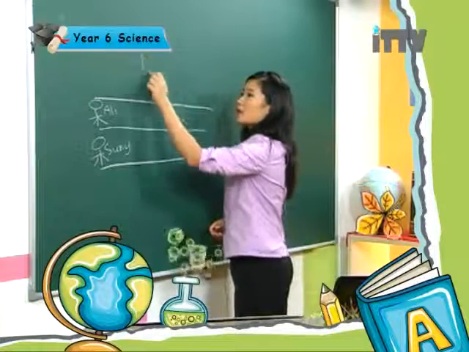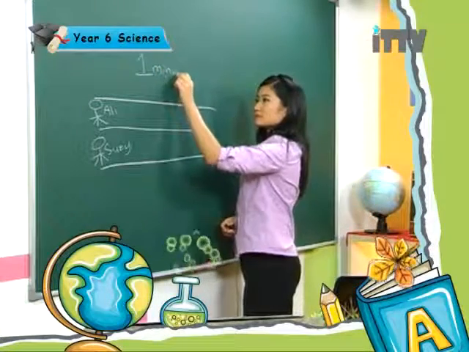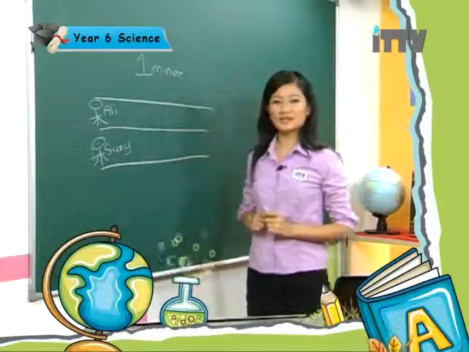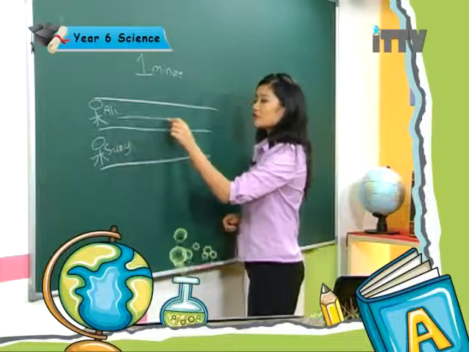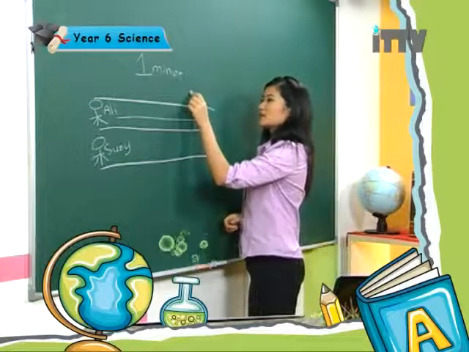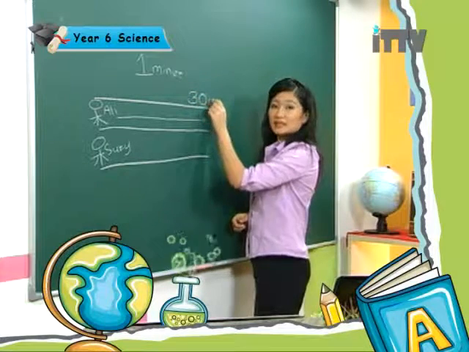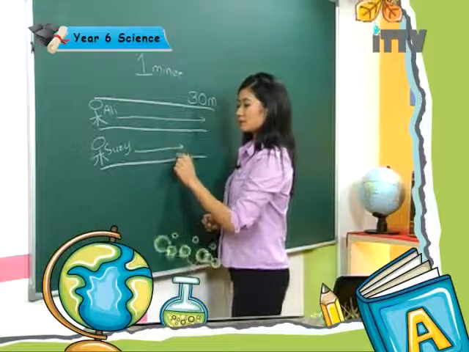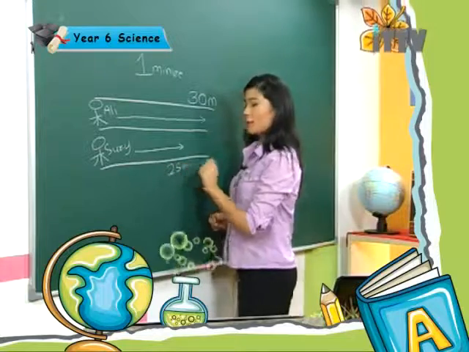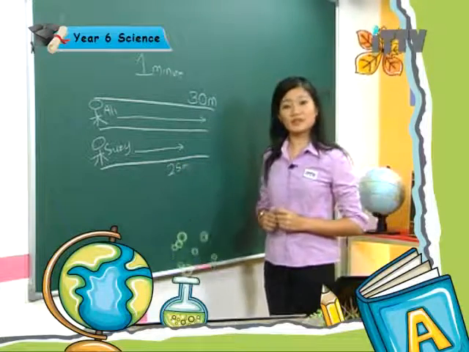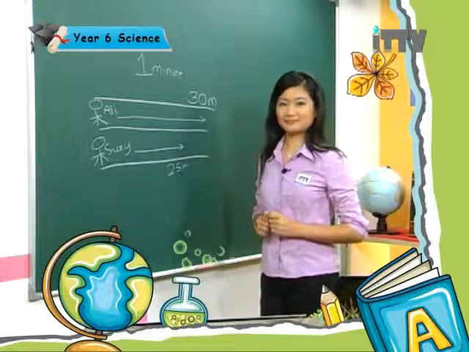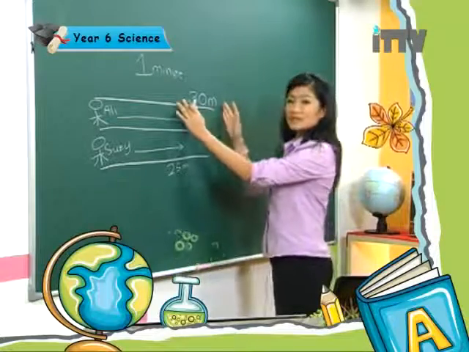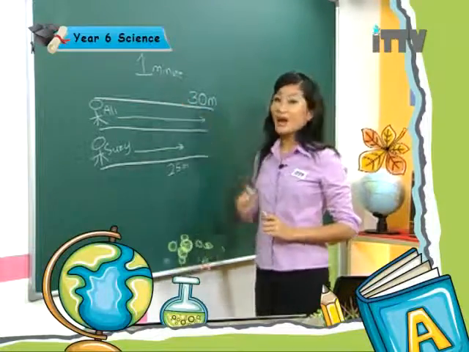So, we give them 1 minute. How far can Ali run in a minute and how far can Susie run in a minute? After a minute, Ali reaches 30 meters, whereas Susie only reaches 25 meters. Who do you think has a faster speed or who runs faster? The answer is Ali, because Ali runs a longer distance in a given time.